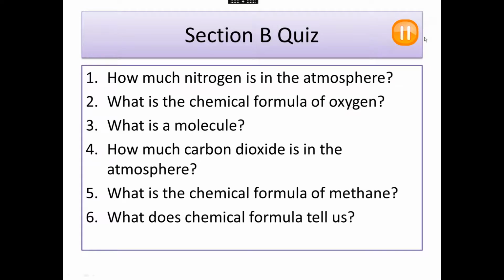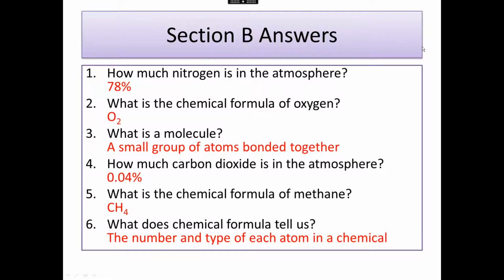Let's go through the answers. Here we go. Did you get it right? Lots of facts, so many facts in this topic, so much to remember. Keep quizzing yourself and you'll remember more and more and more.